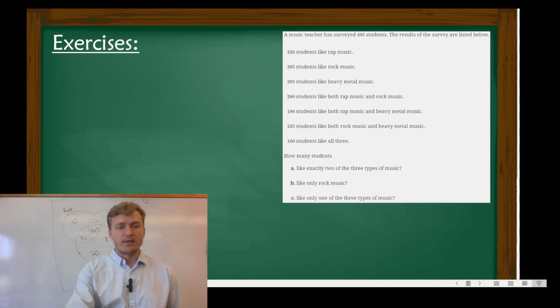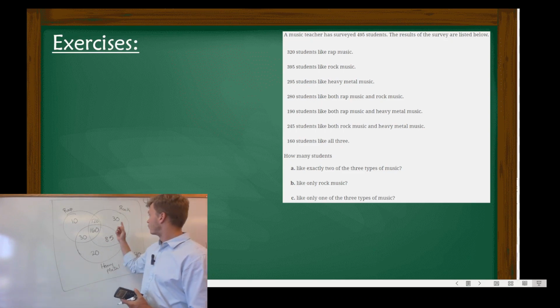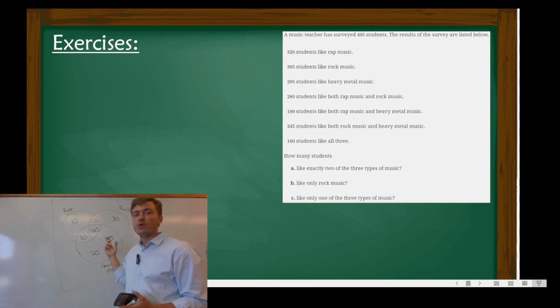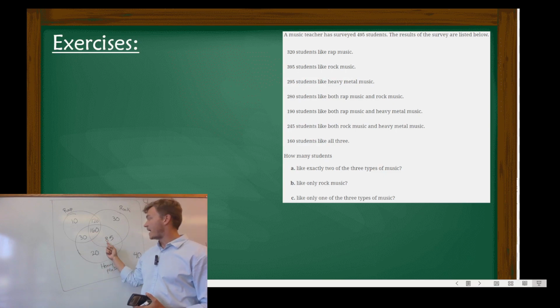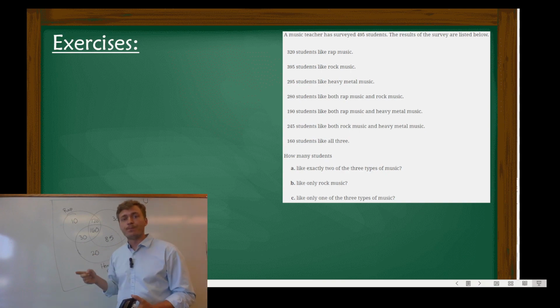And as I need to click, 245 students like both rock music and heavy metal. So rock and heavy metal. We have 245, but 160 of those are already accounted for. These like all 3. That means these 3 like rock and heavy metal. So for the 245 given to us, if we subtract the 160 in the middle, then that remaining 85 are those that like strictly rock and heavy metal.